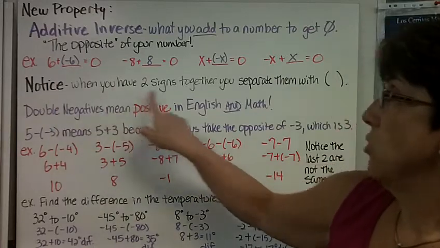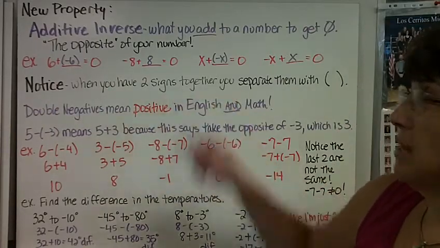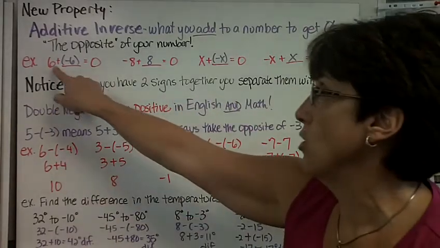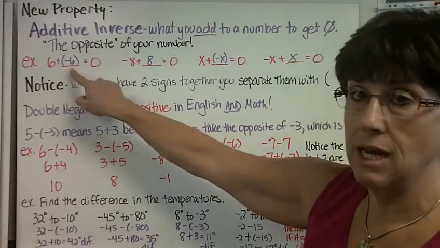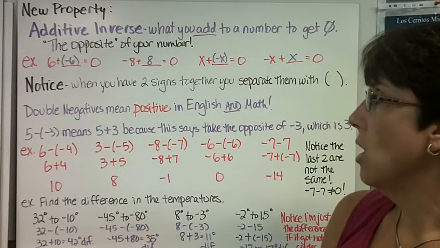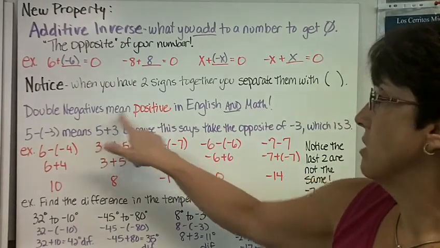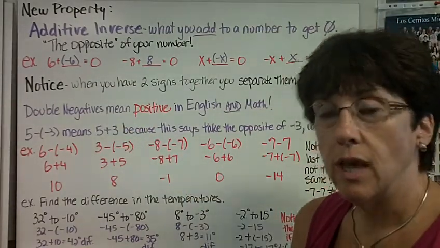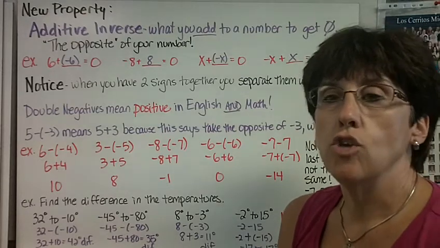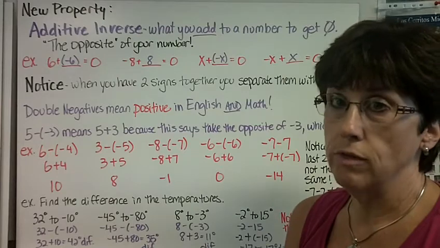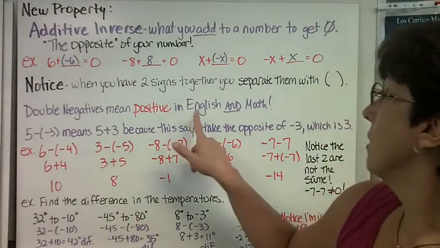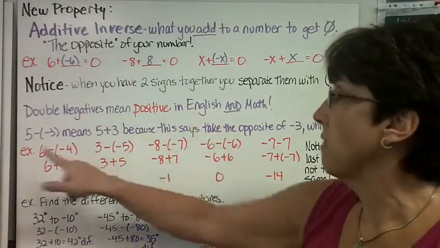Please notice when you have two signs together, you separate them with parentheses. So I don't write 6 plus negative 6 without the parentheses. This makes it stand out. I separate it. Okay, double negatives mean positive in English and in math. If I say to you, you may not go to the movies, that means you need to go to the movies. You should be happy about that. It's the same thing in math.